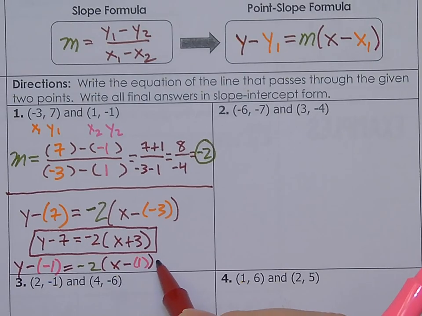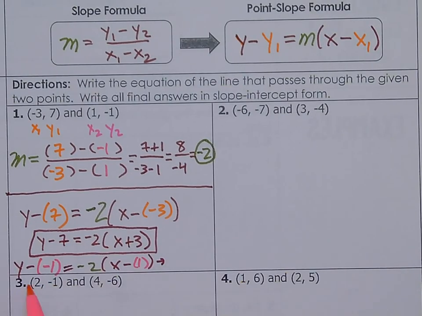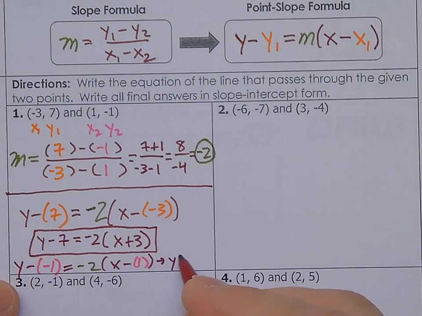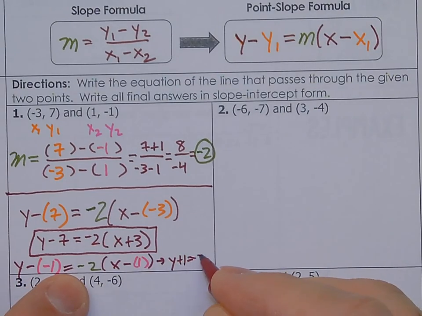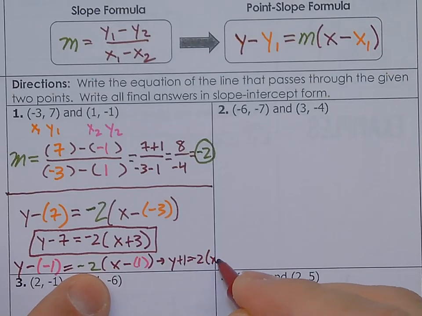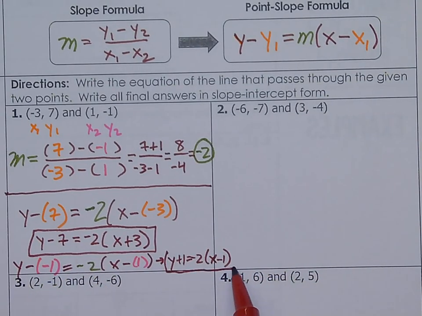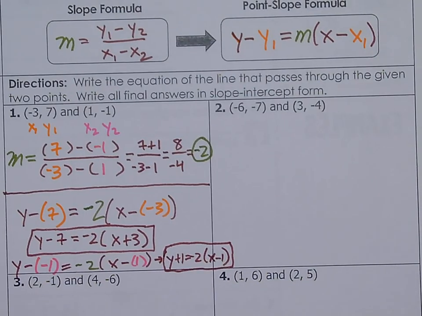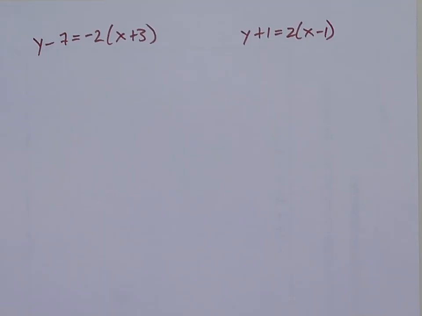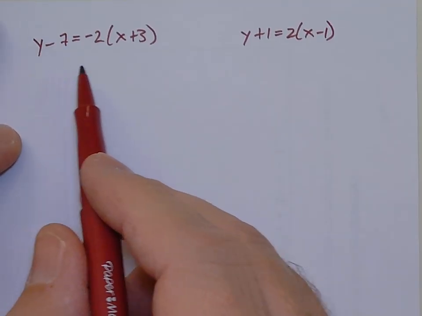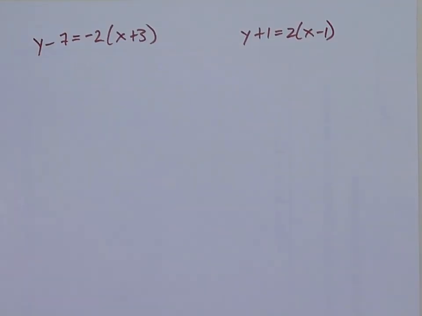And so that is the same thing as y. Here I have y plus 1, because this is subtracting a negative 1. Y plus 1 equals negative 2 times x minus 1. I'm running out of room here, but I wanted to show both versions of the point slope form. Okay, so here I've just rewritten both versions of my point slope form. I just want to show you that when we're converting these to slope intercept form, we get the same result.